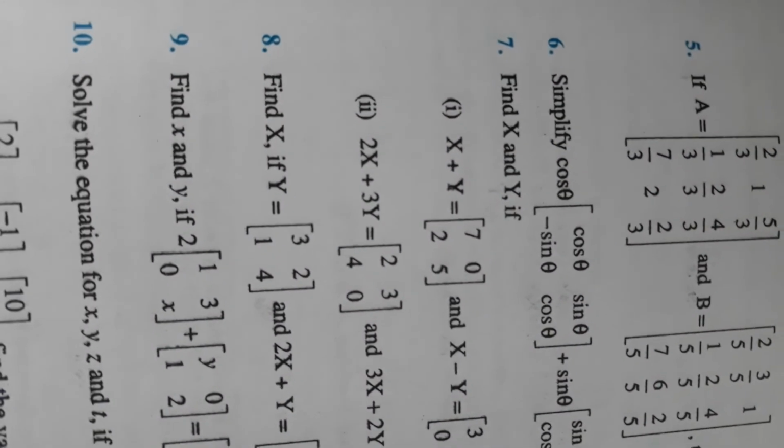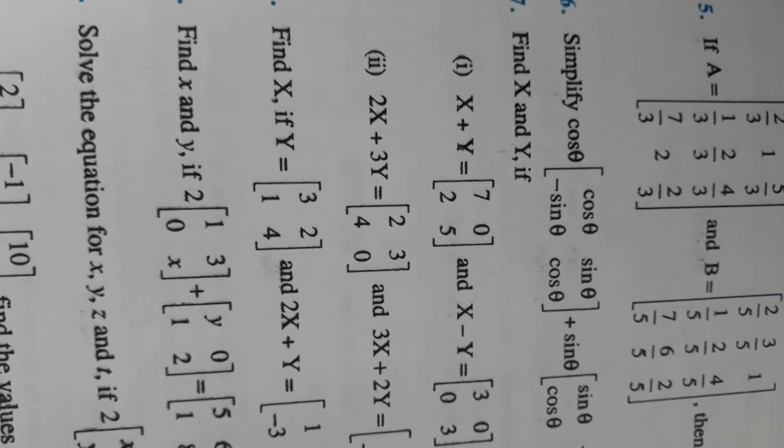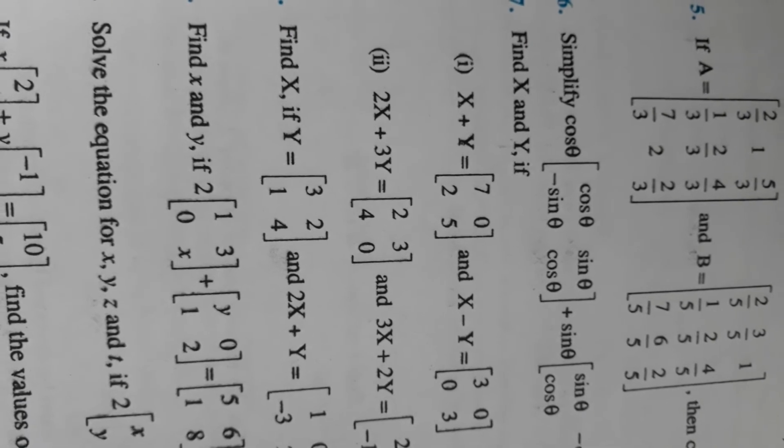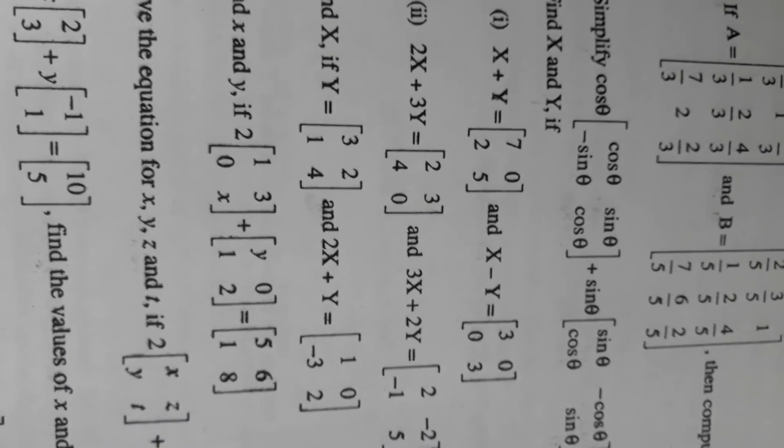Now similarly, we shall go for the next example here, and the next example is the seventh one. The seventh one is: find X and Y if X plus Y is equal to [7 0; 2 5] and X minus Y is equal to [3 0; 0 3]. So here I am going to solve it. You can just have a look at this, right?